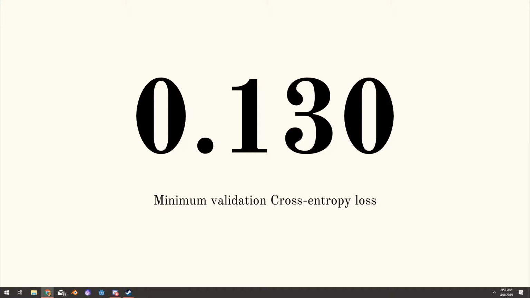So eventually I was able to get it down to a 0.130 minimum validation cross entropy loss, which was pretty good. It was comparable to some of the other results that I had read and some of the other results that I had seen. However, with such a small network, there's obviously lots of improvement to be made.